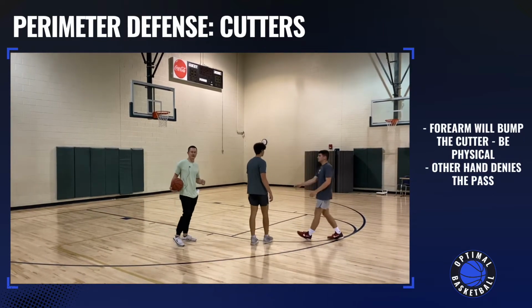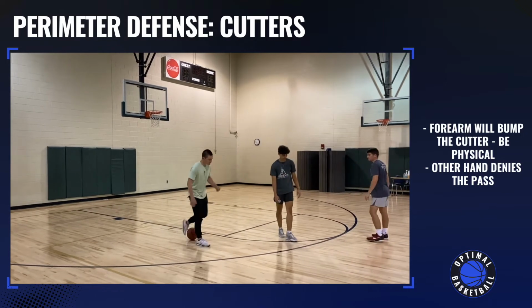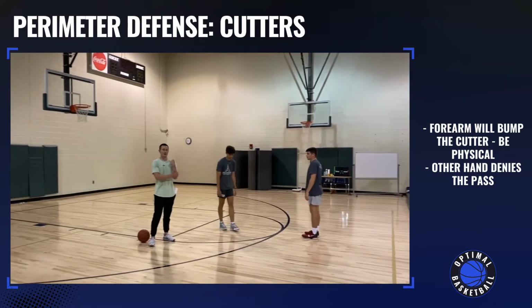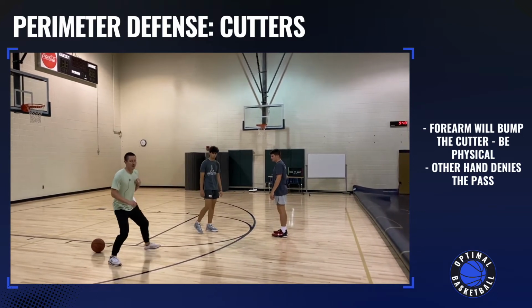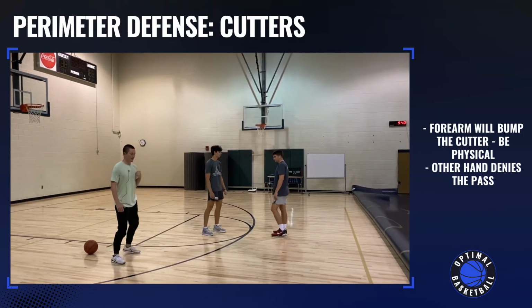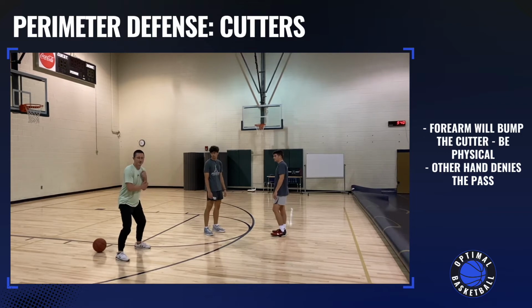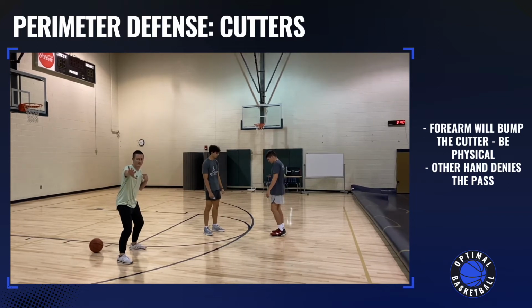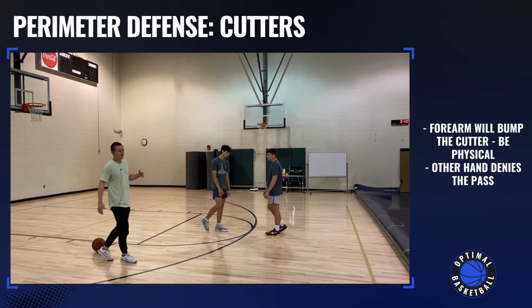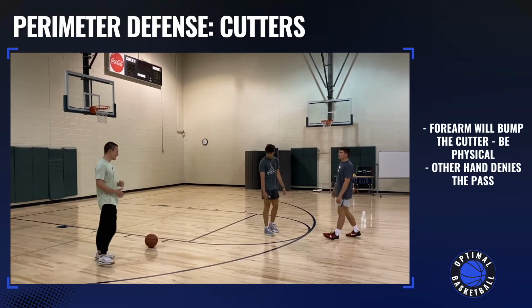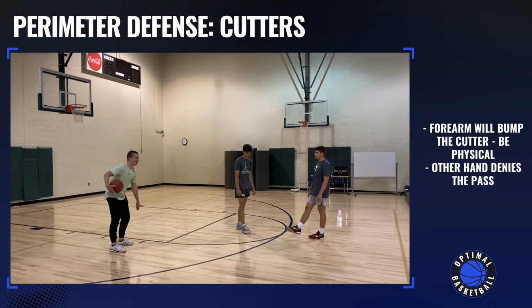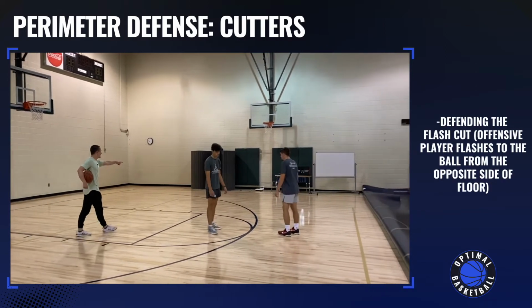And usually the technique you want to use is you have your forearm right here ready to bump into them. Obviously you're not pushing off because that's a foul, but you're just letting that cutter run into your forearm, and then you have your other hand up in the passing lane. So you're either jumping to the ball to prevent the face cut, or you're just using that forearm to cut them off.